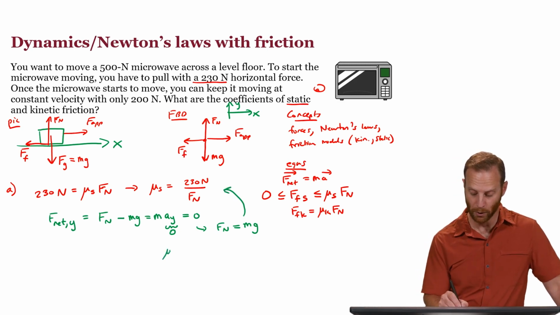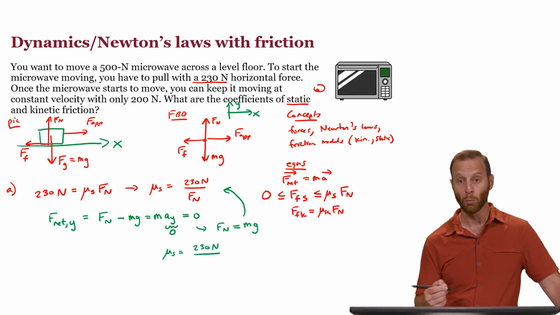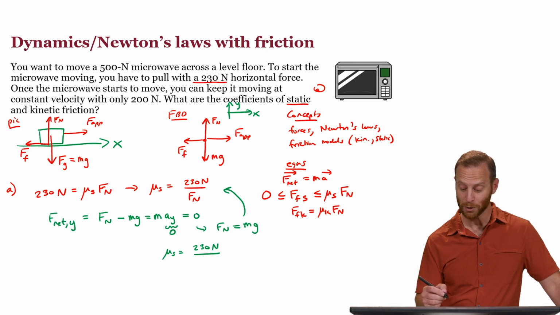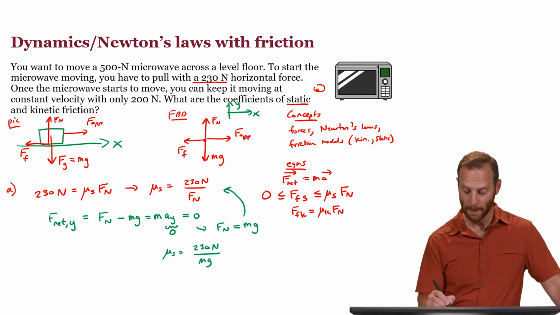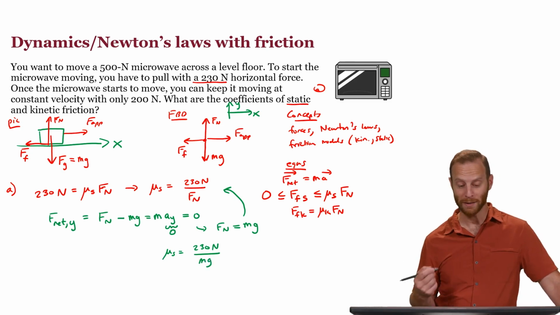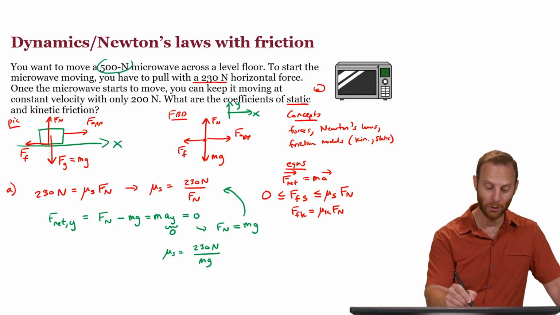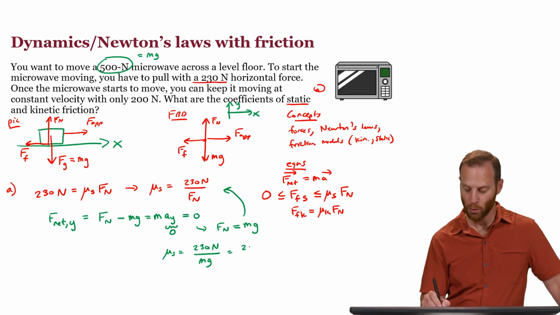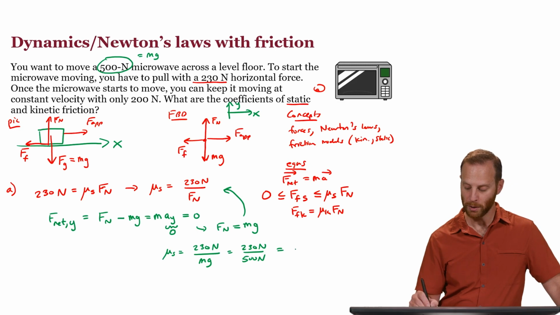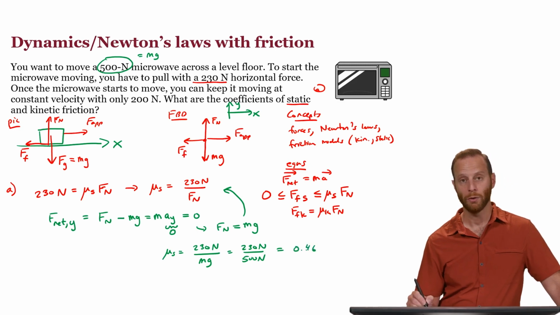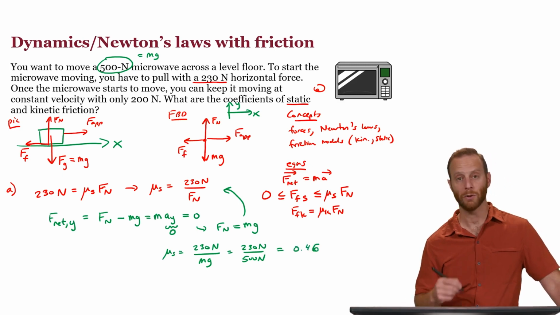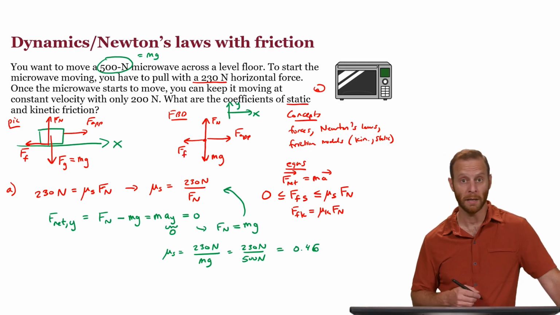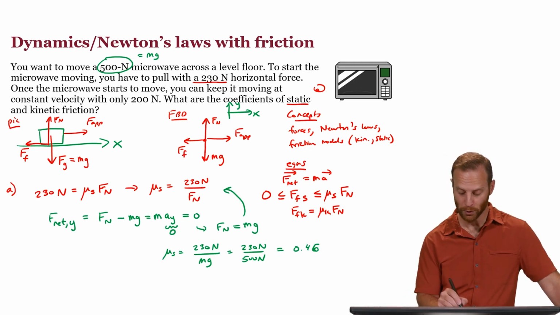Now that we know this, we can come back and solve for the coefficient of static friction. Apparently, the coefficient of static friction is equal to 230 newtons divided by the normal force, which is mass times g. Mass times g, that is the weight of the microwave. That is this 500 newtons. That is equal to mg. So this is 230 newtons divided by 500 newtons, which gives me 0.46. The newtons cancel, as it should, because the coefficient of static or kinetic friction has no units whatsoever.